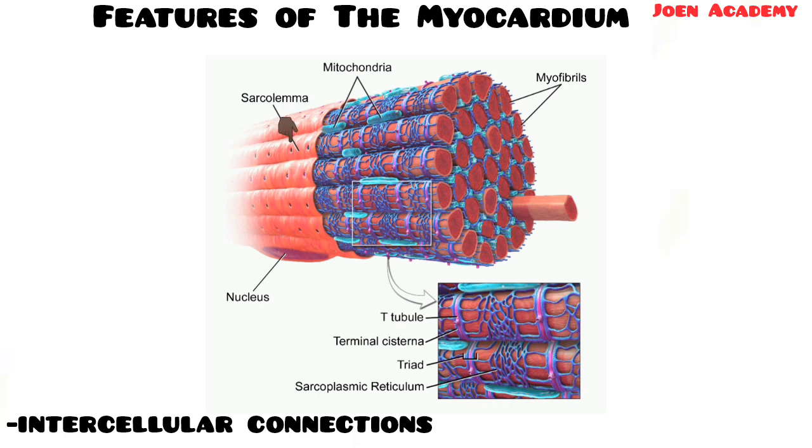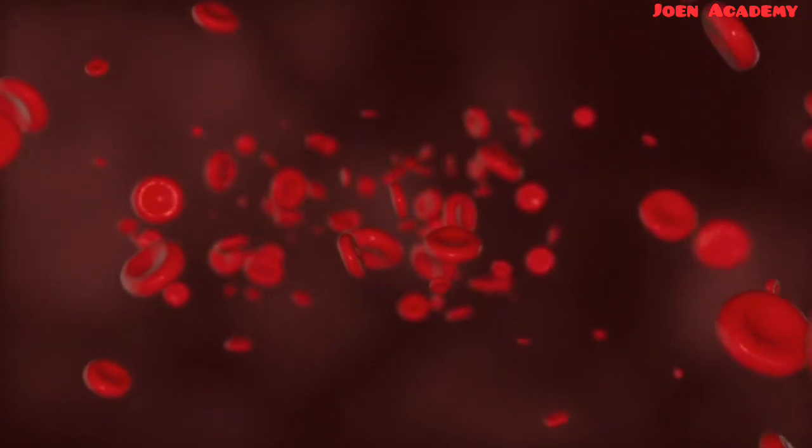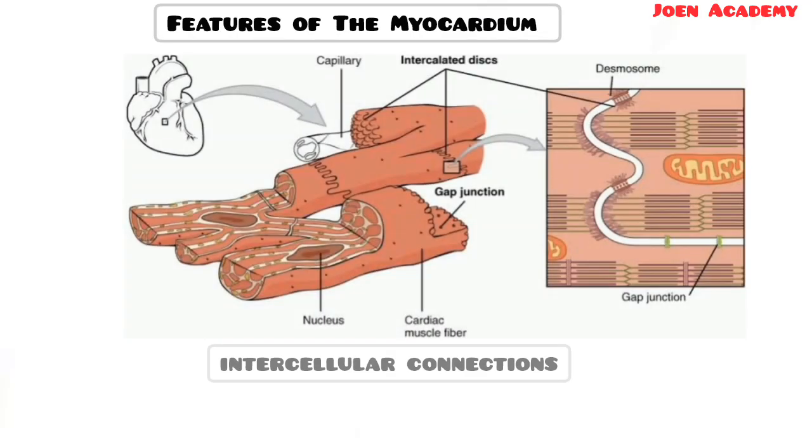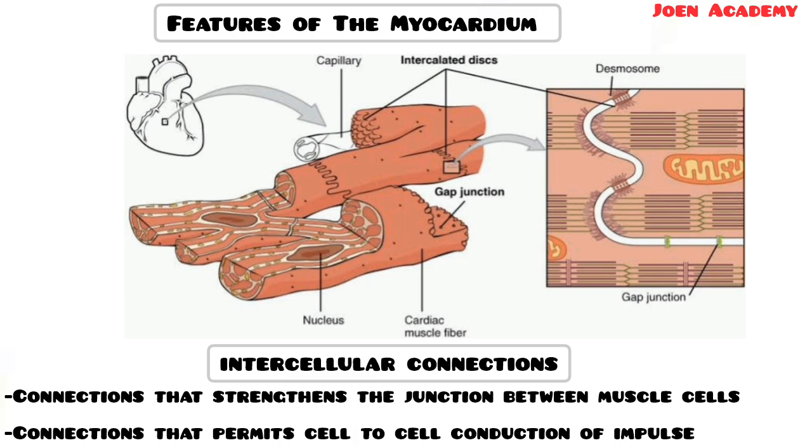The sarcolemma of the cardiac muscle is thinner than that of the skeletal muscle, and because of this, it is possible for substrates and gases to diffuse into the cardiac cells. There are two groups of intercellular connections of the cardiac muscle. There are connections that strengthen the junctions between the muscle cells, and there are connections that permit cell-to-cell conduction of impulse.